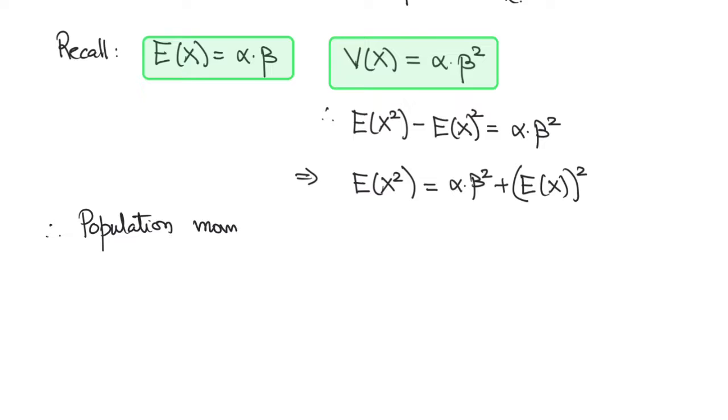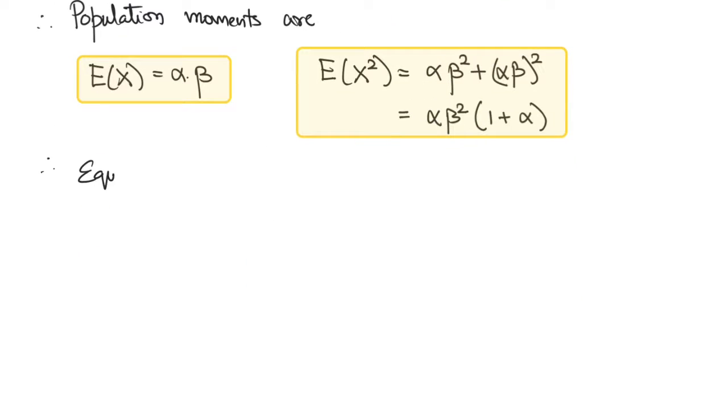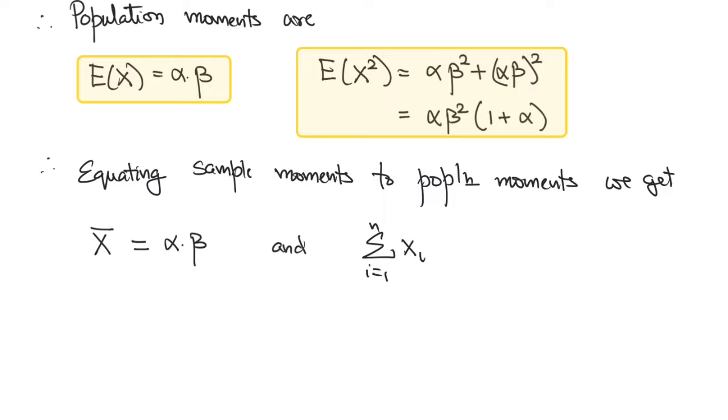We get that the population moments are the first population moment equaling alpha times beta, and the second population moment equals alpha times beta squared times 1 plus alpha. Now, if we equate the sample moments to the population moments, we get the following pair of equations. We get x bar equals alpha times beta, and we get summation xi squared divided by n equals alpha beta squared times 1 plus alpha.